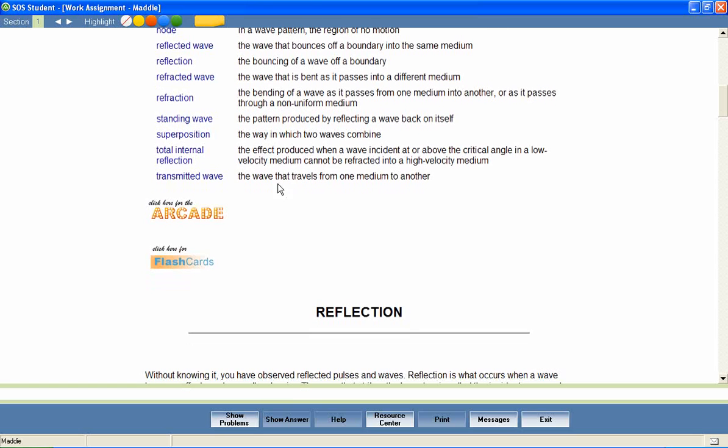We've included several activities to encourage mastery of these important words. For example, students can hear the correct pronunciation of each word. Refraction, reflection.